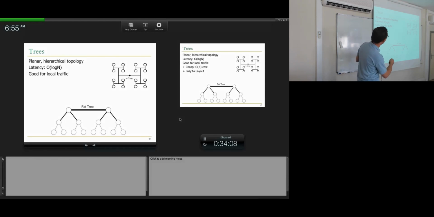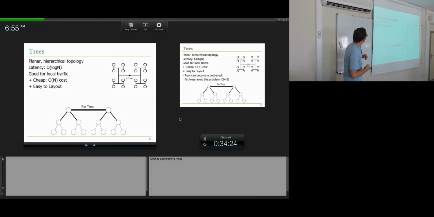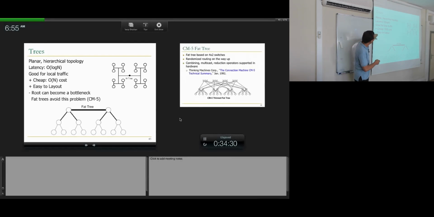And we already know how to design trees, right? A clock is a tree in a network, and that's a network too, when you design a chip. We know that very well. People have optimized those designs, so we can perhaps optimize this design also. The upside is it's cheap, O(n), and it's easy to lay out also. We know how to do that today. The downside is not all communication patterns fit nicely to this, and roots can actually become a bottleneck.